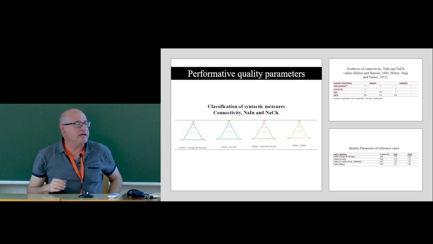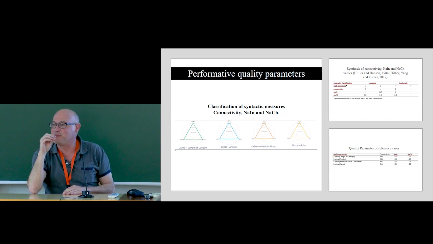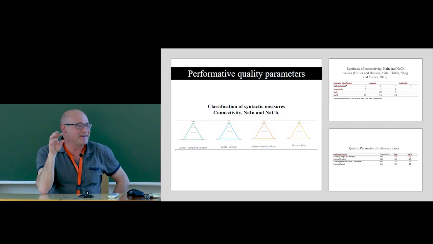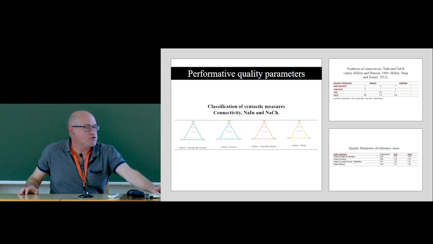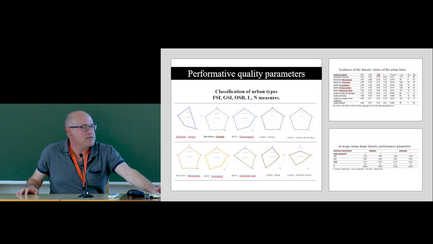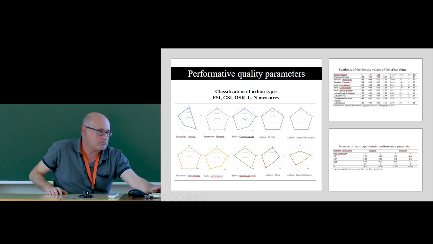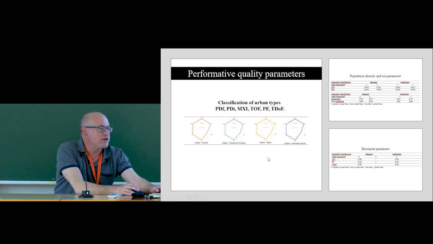Okay. Then at a certain point, she started identifying for each of these topics what would be the adequate and inadequate values, started mapping all the values for the case studies, and checking through the graphs what would be the difference between the different case studies. So these are for the mixed use and the population density values.